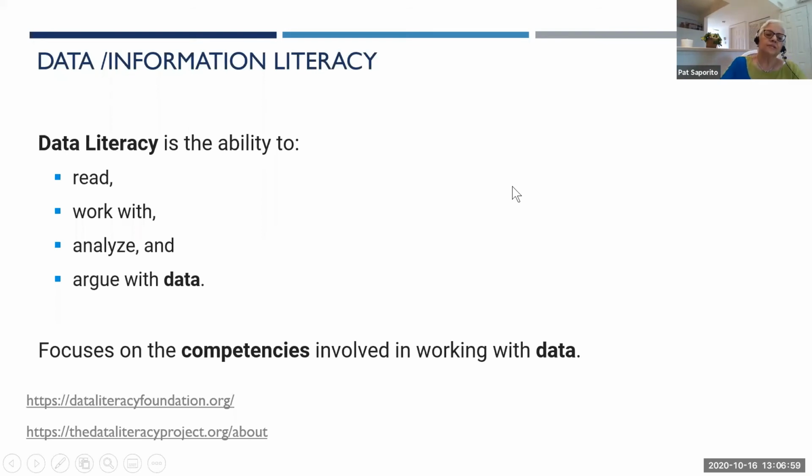So what I talked about earlier: what's this data literacy thing? I'm literate, clearly. I can write, I can do numbers. I'm not only reading literate, but I am also numerically literate. Well, data literacy is the ability to read, work with, analyze, and argue with data. So it focuses on the competencies involved in working with the data. If you get a chance, you can click on these links later and read a little bit more about it. But this is a big deal.